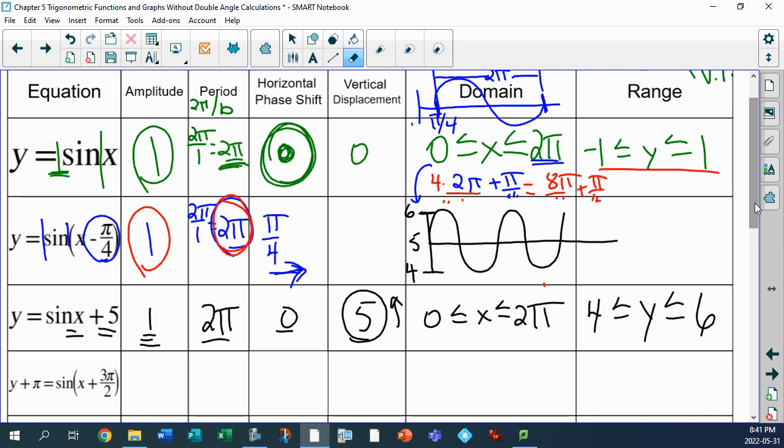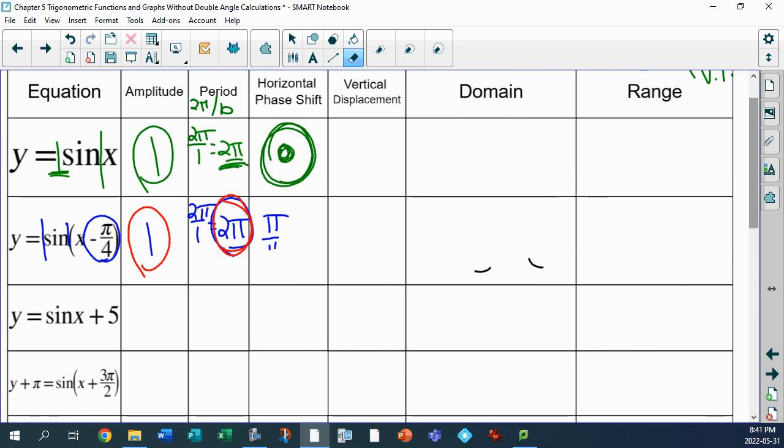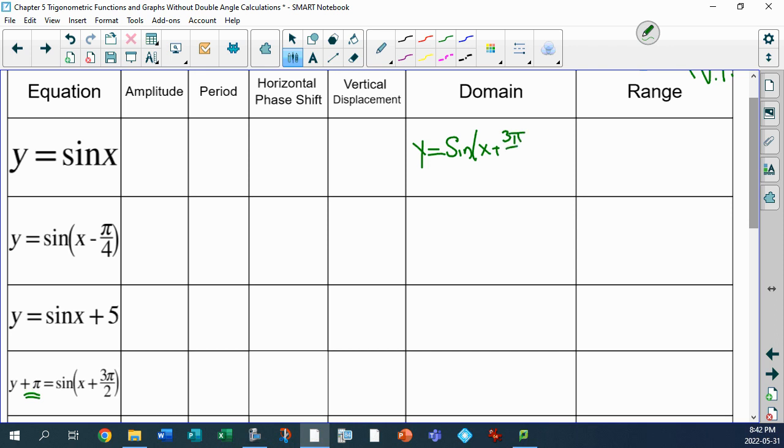Let me erase some of this because we need all the room we can get for this next question. Check out this next question. It's actually quite remarkable. You ready for this? Here we go. Look at how ugly this is. First off, there's a pi over here. I don't like that over there. So why don't we rearrange this right now? Bring the pi over. This is y equals 2 sine, check it out, x plus 3 pi over 2. Bring the pi over, makes it minus pi. Now I see everything.